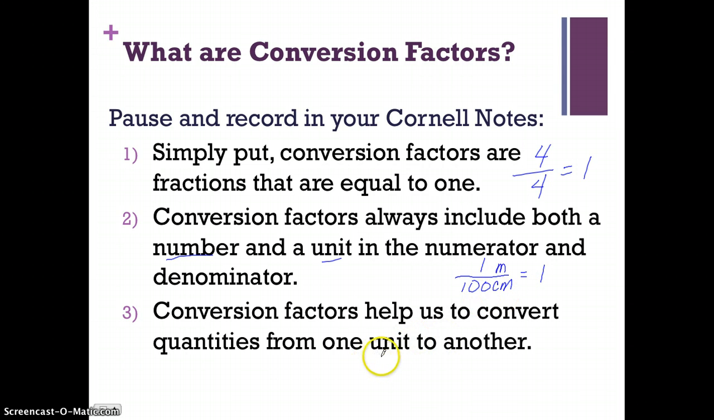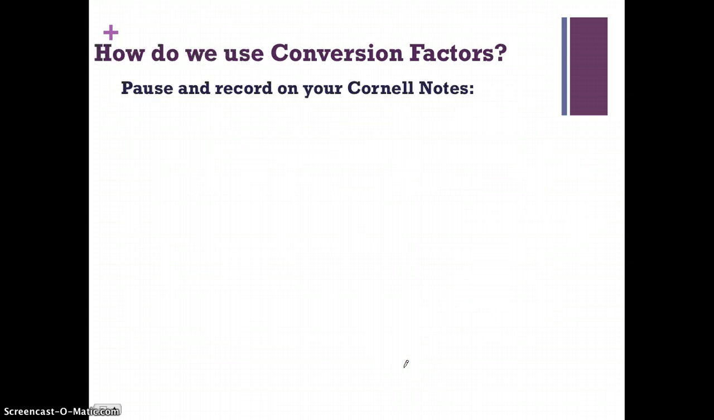So why do we care about this? What's the big deal? Well, what this allows us to do, and we can construct a conversion factor, is it allows us to be able to take one unit and convert it to another unit by taking our given and then multiplying out. Okay, so let's move on. How do we use these conversion factors? Make sure you're recording all these things in your Cornell notes as we go.